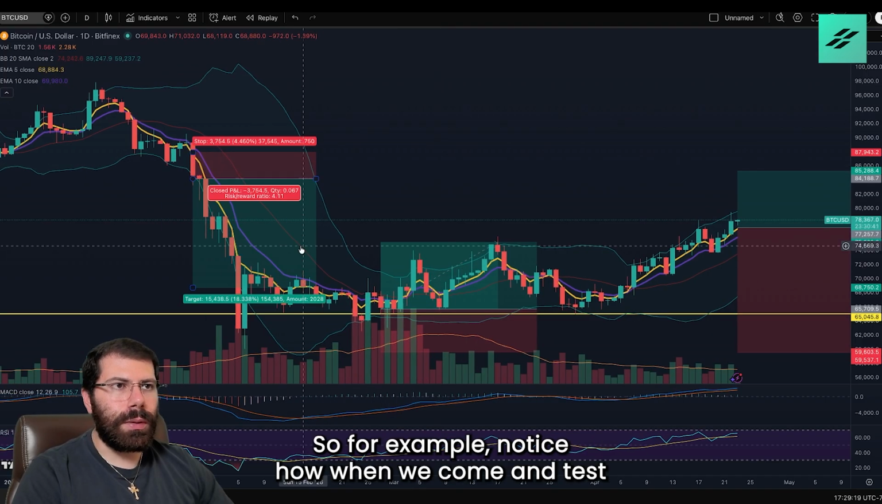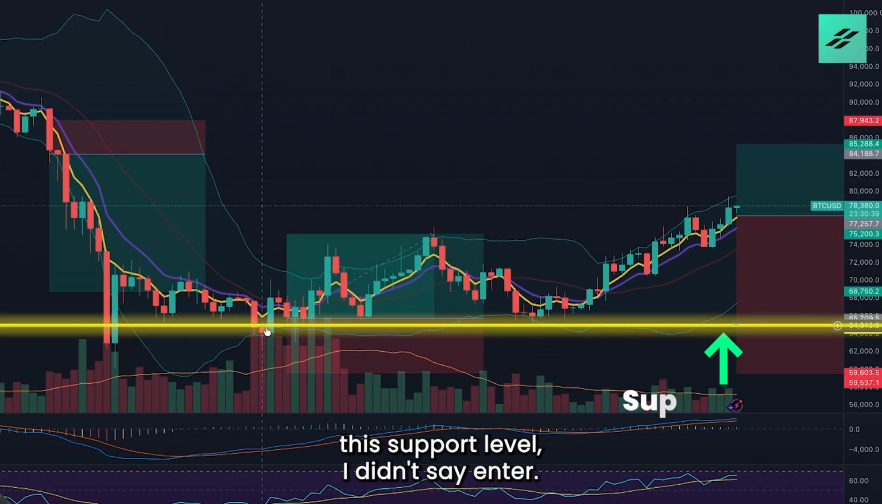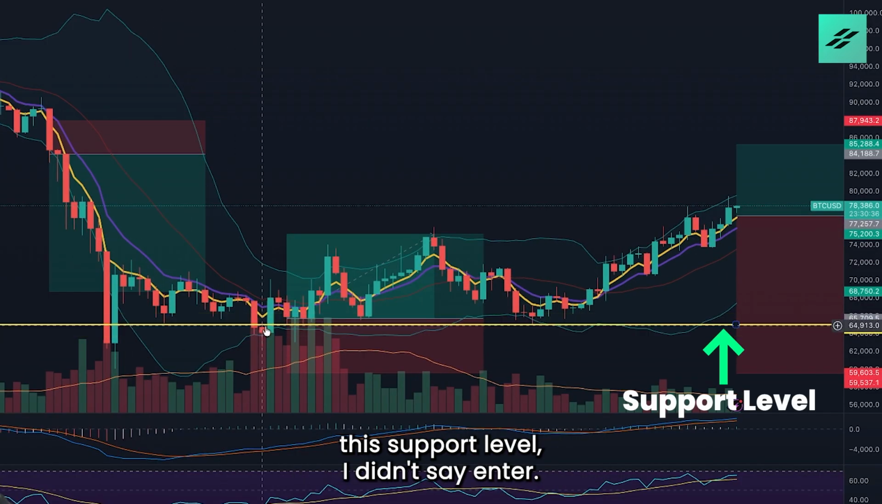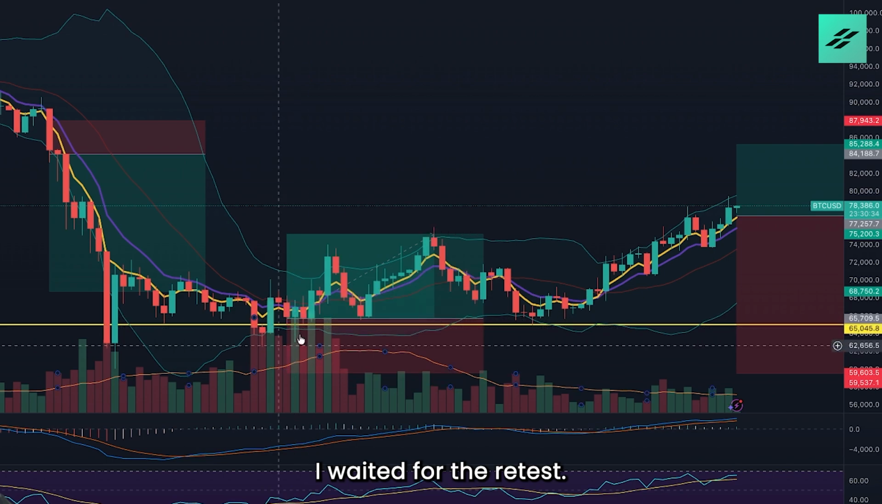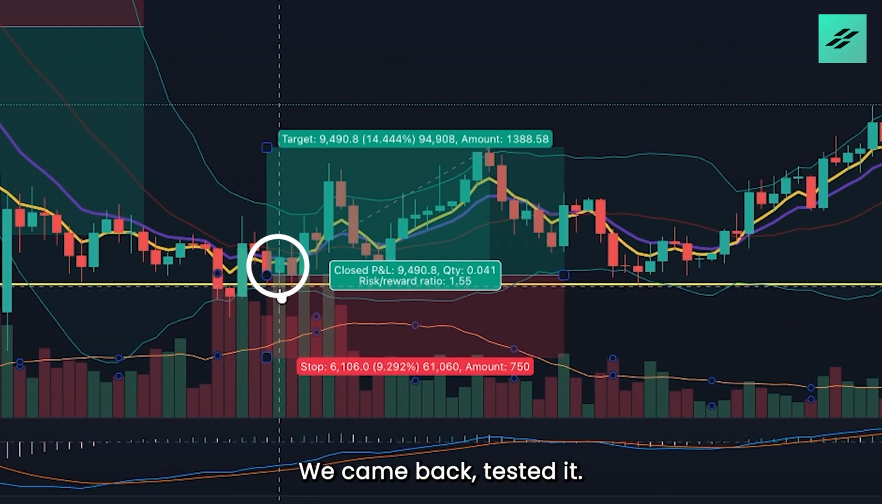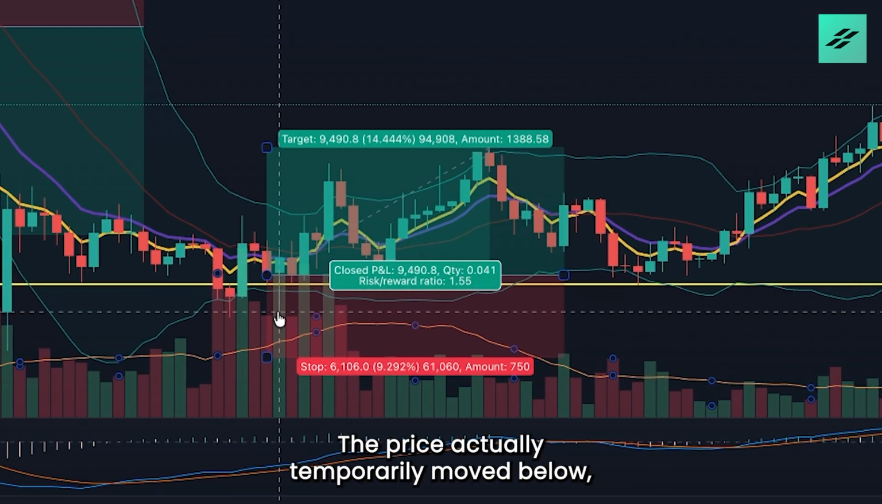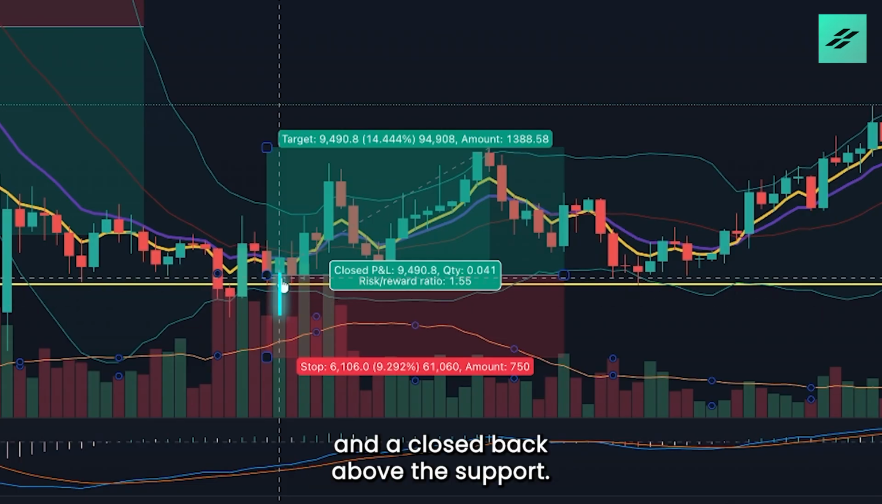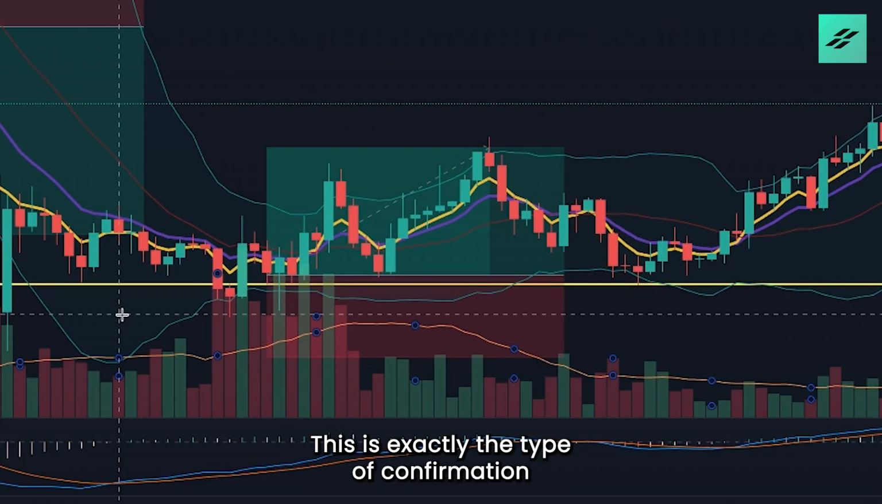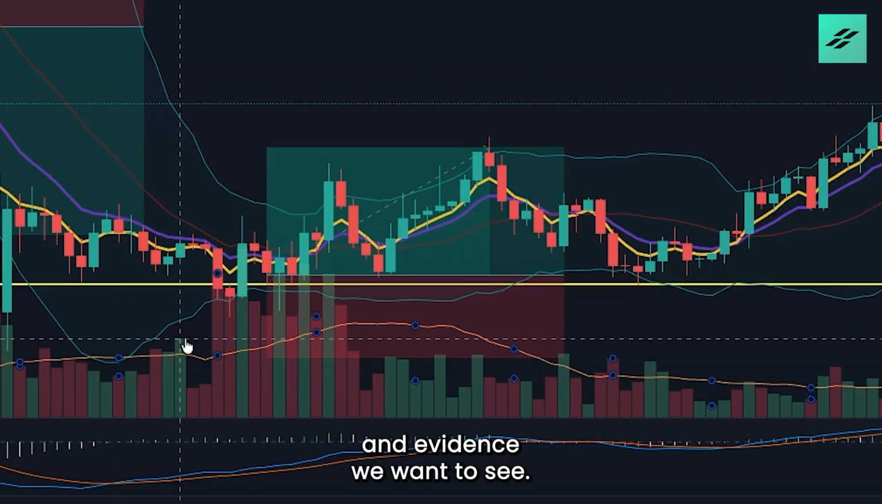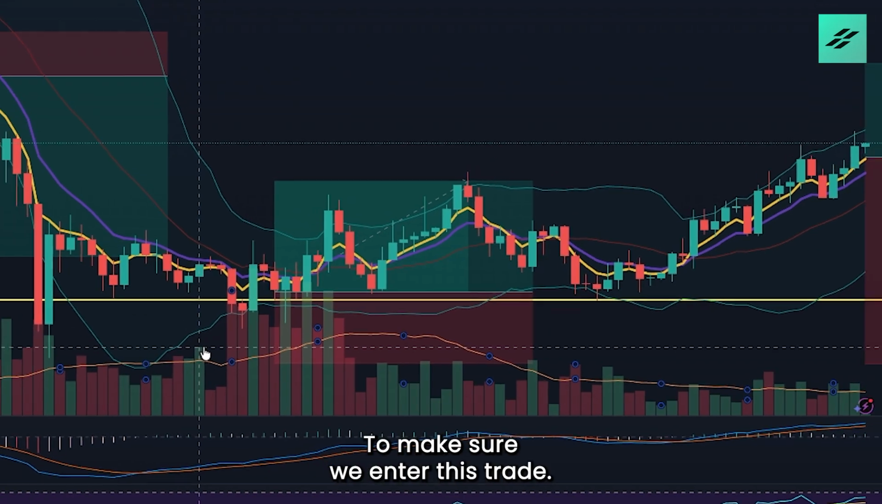So, for example, notice how when we come and test this support level, I didn't say enter. I waited for the retest. We came back, tested it. The price actually temporarily moved below, yet we had a long wick and a close back above the support. This is exactly the type of confirmation and evidence we want to see to make sure we enter this trade.